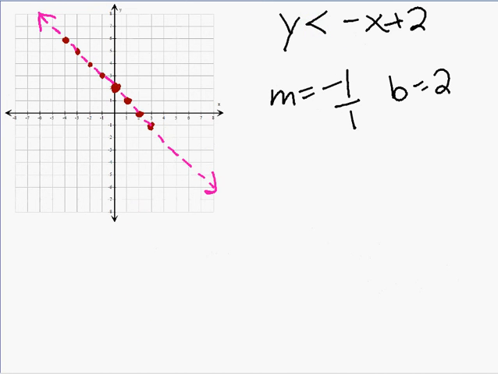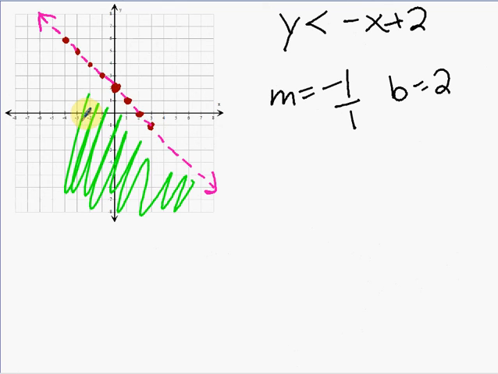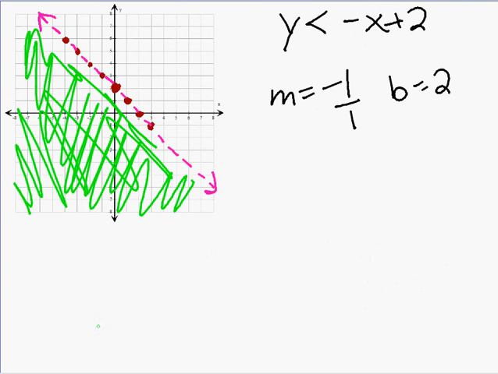And now I have to figure out where I'm shading. And I see less than, so that means below my line. Alright. And if I wanted to check, I could pick a point that's down there. Let's pick 0, 0 because it's not on my line and it's where I think I need to shade. So let's go ahead and pick that one. So let's check here by putting in 0, 0.